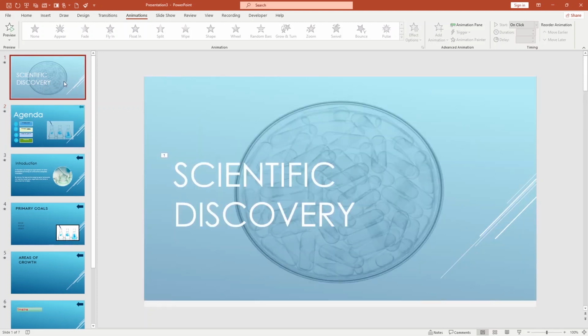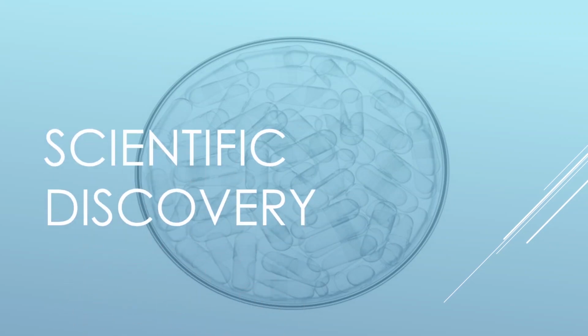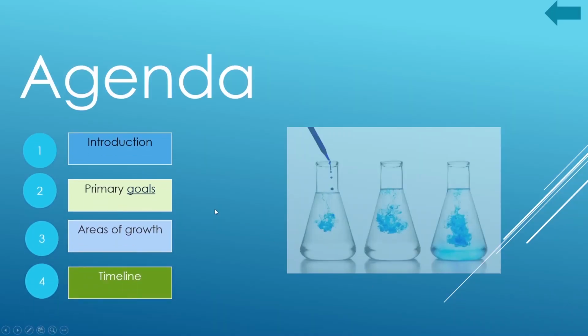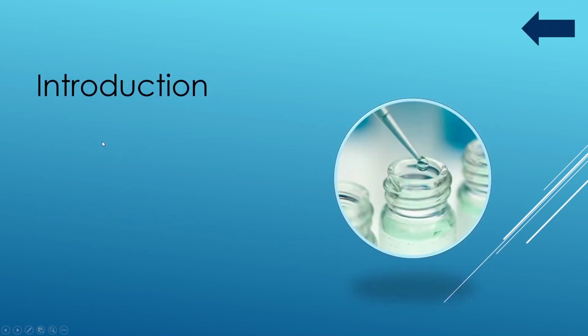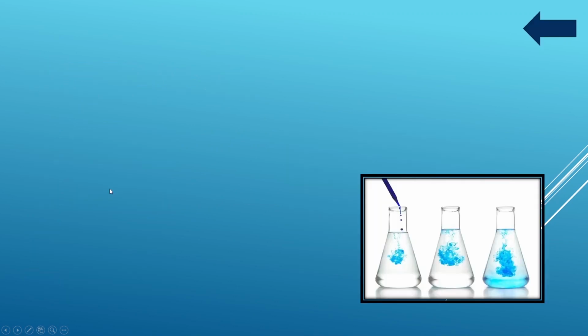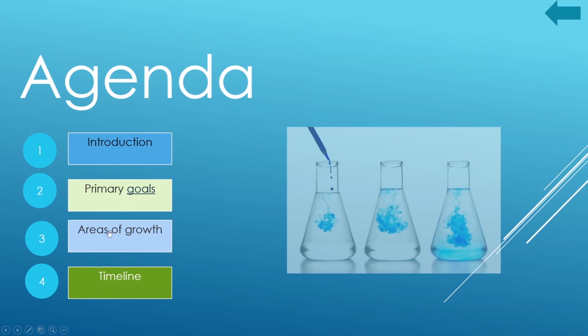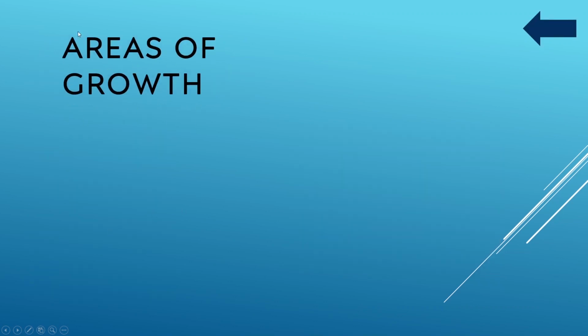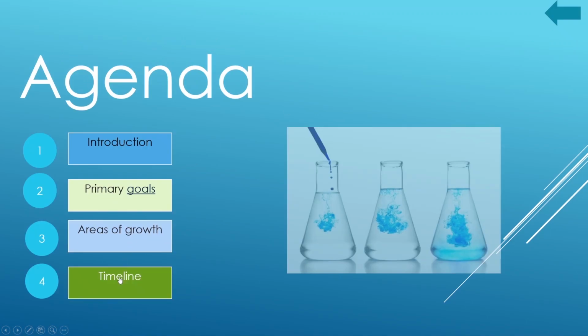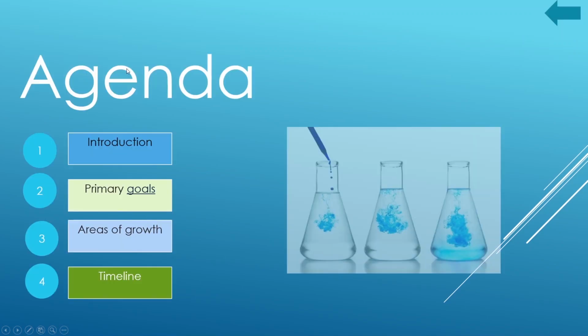Okay, then we'll see how our presentation is made. Let's start with the view. Here it's about scientific discovery. When I click it, scientific discovery comes up, then the agenda. If I go to the introduction, the introduction comes up, then I go back to the first pages. If I want to go to primary goals, it comes up, and you can see it's about the primary goals. Then let's click here and go to areas of growth. When I click, the growth slide comes up, then I go back here, and if I click the timeline here, you can see, and when I click here, it comes up to the agenda page.